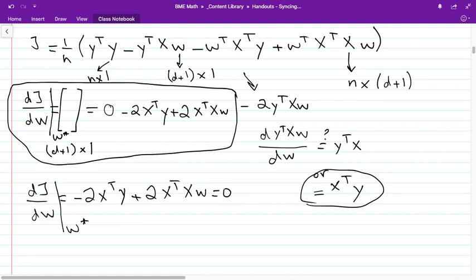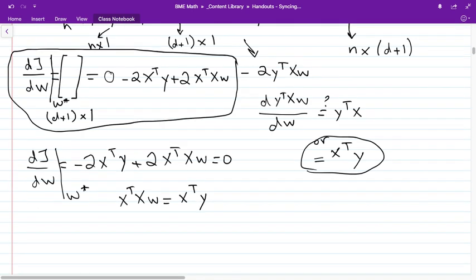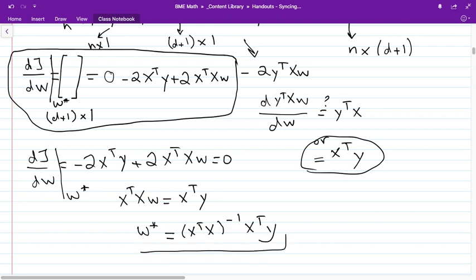So when is this equation equal to 0? Well, let me get rid of the 2 since we don't need it anymore. From this we can write x transpose x w is equal to x transpose y, which means that w star is going to be equal to (x transpose x) inverse x transpose y. This is called the normal equation.